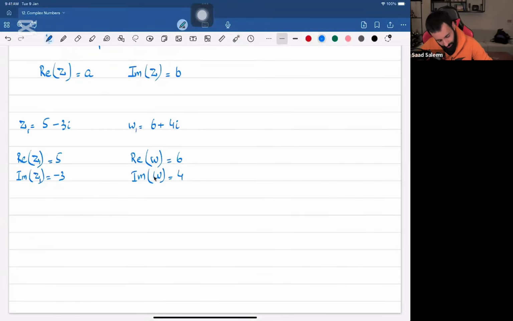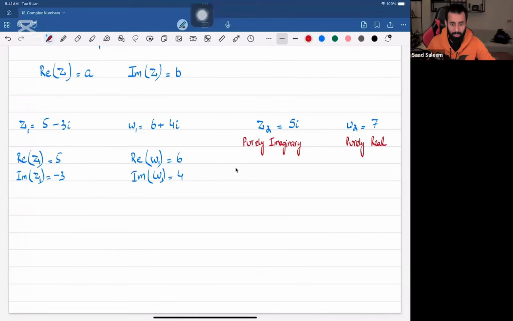Now, sometimes it's possible, let's say this is Z1, let's call it W1. So let's say we have Z2, which is equal to simply 5 iota, and let's say we have W2, which is equal to 7. So what that means is that Z2 only has an imaginary part. This is not a mixture of real and imaginary. This is purely an imaginary number, and this is purely a real number. So this is no more an imaginary number.